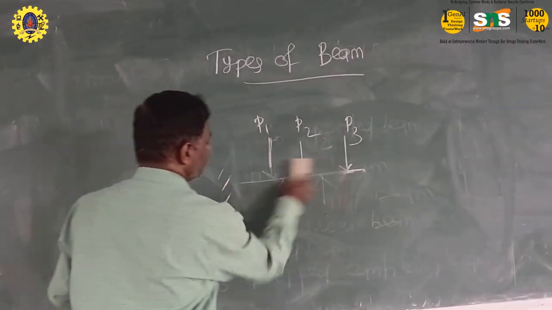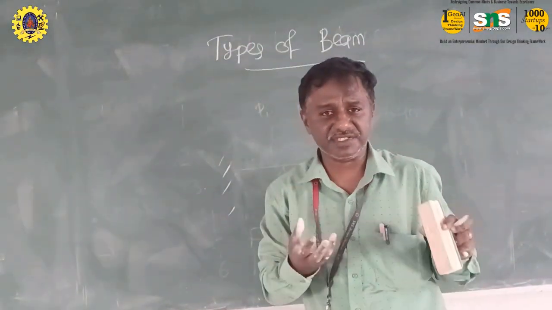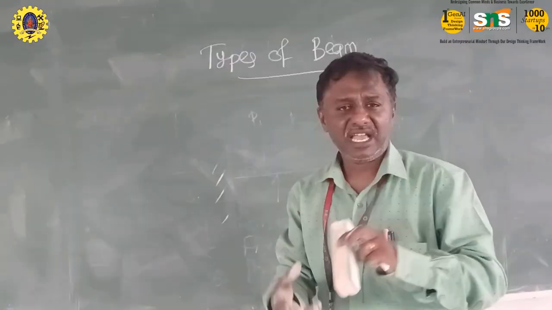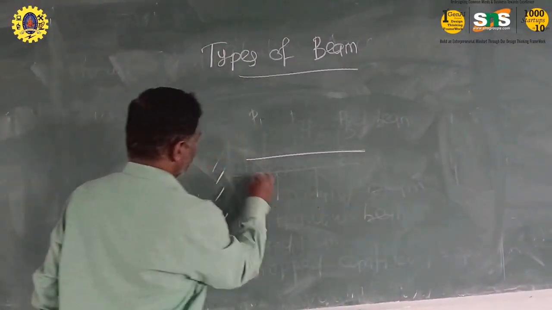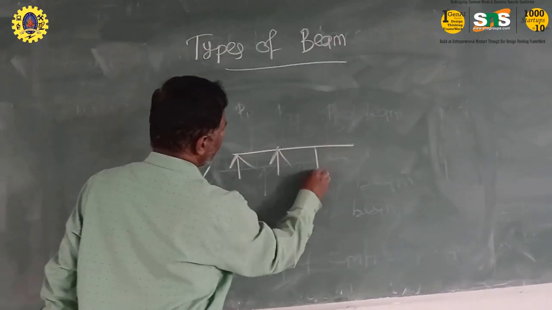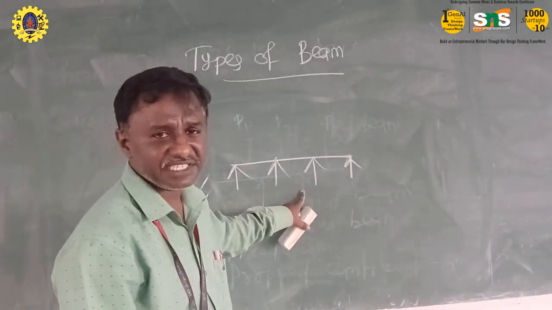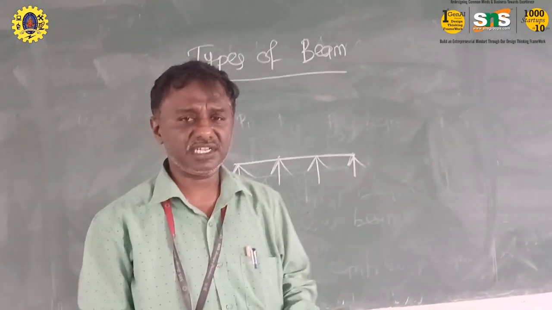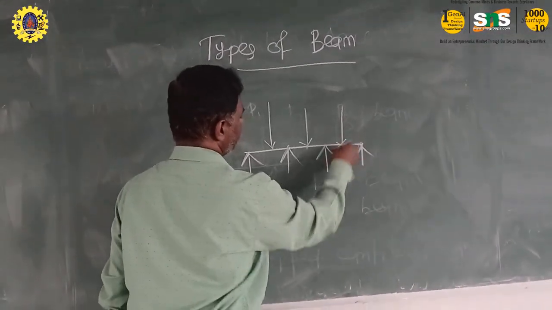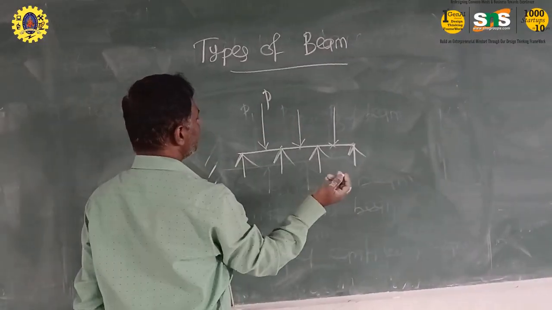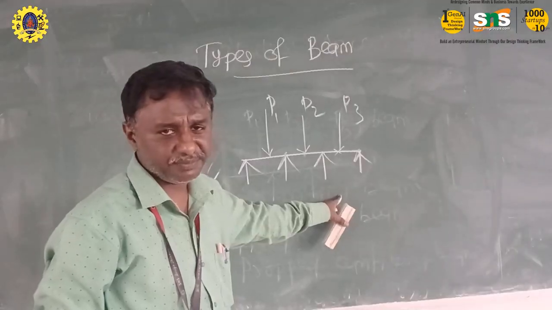Next, the continuous beam. Continuous means the beam itself is continuous, that means the supports are given continuously. A beam acted on by a number of supports, meaning more than two supports in a beam, is called a continuous beam, on which you can have a number of loads as well as different types of loads. This is called a continuous beam.